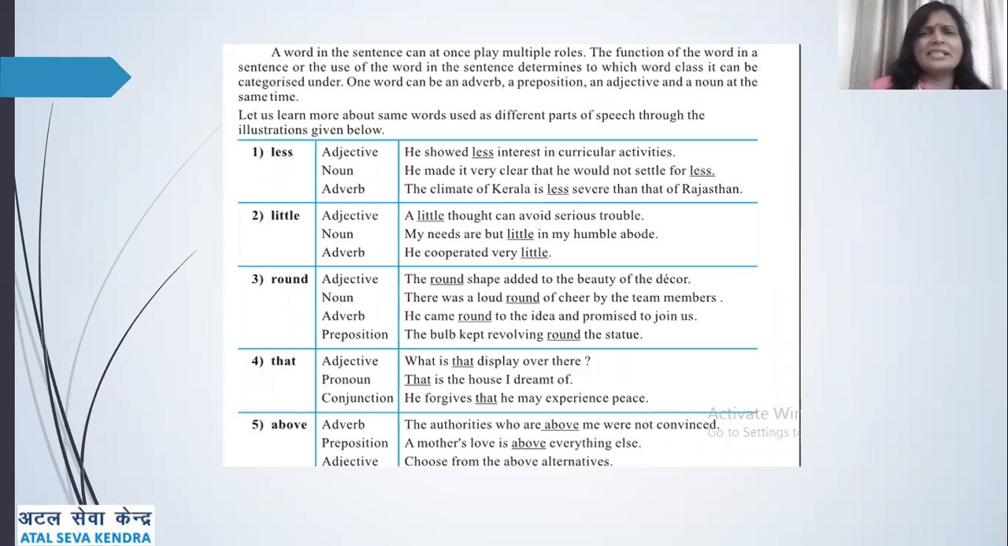A word in the sentence can at once play multiple roles. The function of the word in a sentence, or the use of the word in the sentence, determines to which word class it can be categorized under. Always remember, one word can be an adverb, a preposition, an adjective, or a noun at the same time. All right. So let us learn more about same words used as different parts of speech through some illustrations.